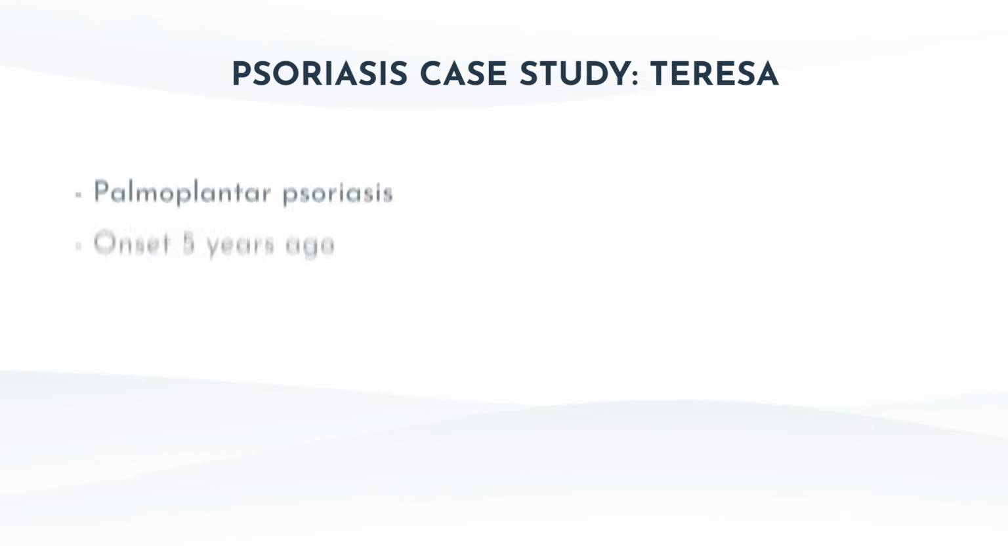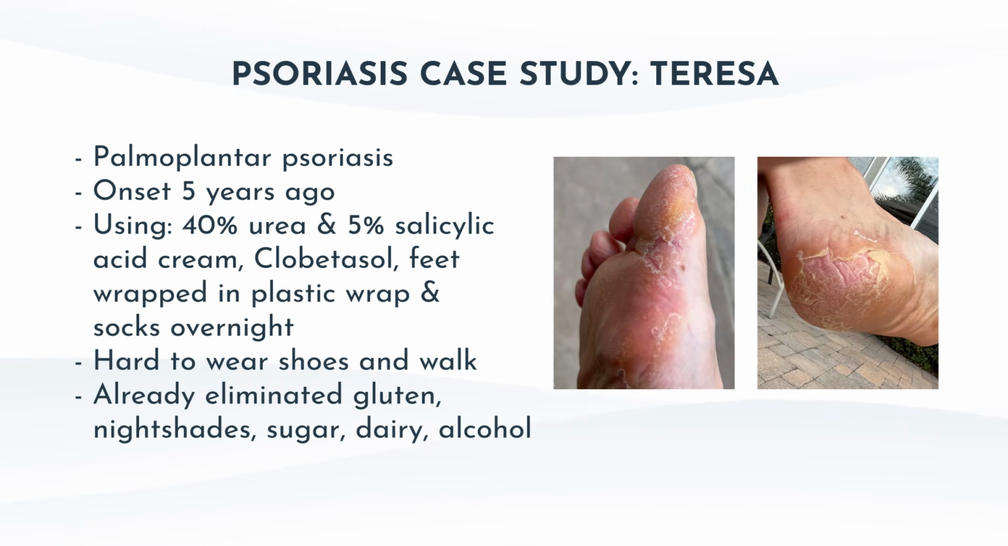She has palmoplantar psoriasis. We see that her feet are really being affected by this. The onset was 5 years ago. She is using a 40% urea and 5% salicylic acid cream every night, plus clobetasol. Clobetasol is a class 1 super potent steroid. Clobetasol is 600 times the potency of hydrocortisone. So she puts on the clobetasol and the urea and salicylic acid cream every night.